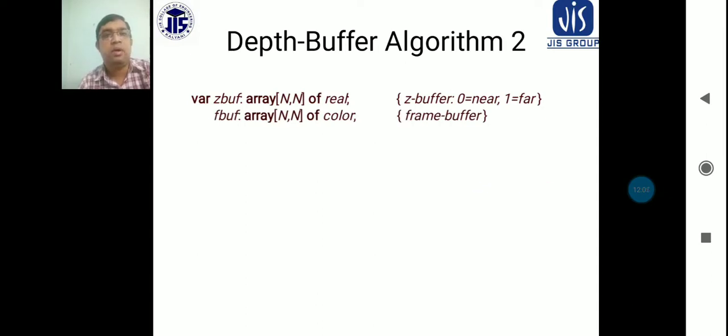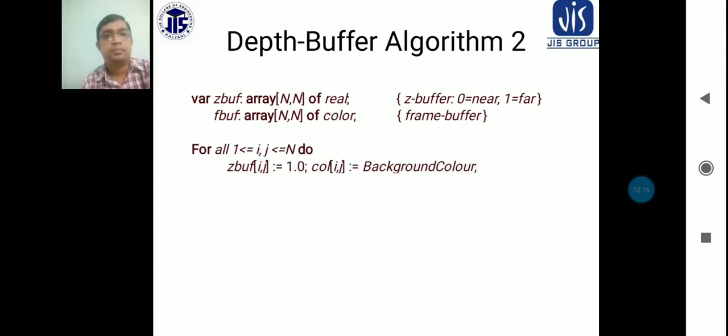And another, the f buffer, that is the array, and the n is here, that means the color. And the frame buffer is here. For all 1 less than or equal to i, j less than or equal to n, and the z buffer is considered, that is z-buffer ij equals 0. And the color ij equals background color is considered for all polygons.